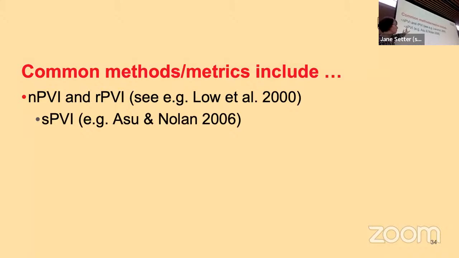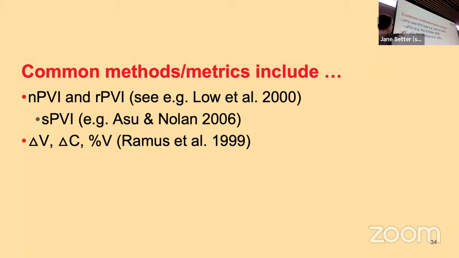So some metrics include PVI and RPVI. These are normalized. So PVI is looking at vocalic intervals, basically, and RPVI is looking at the other stuff. And then there's SPVI, which was looking at whole syllables, rather than just looking at the syllable nuclei. Then there's things like delta V and delta C and percentage V. And then we've got Varco V and Varco C.